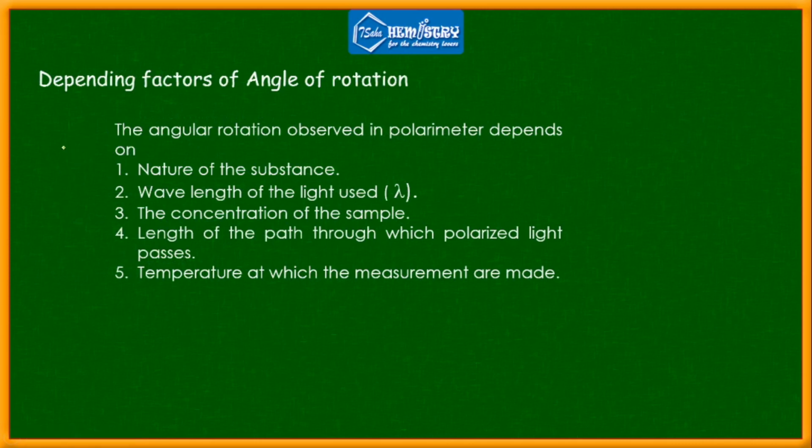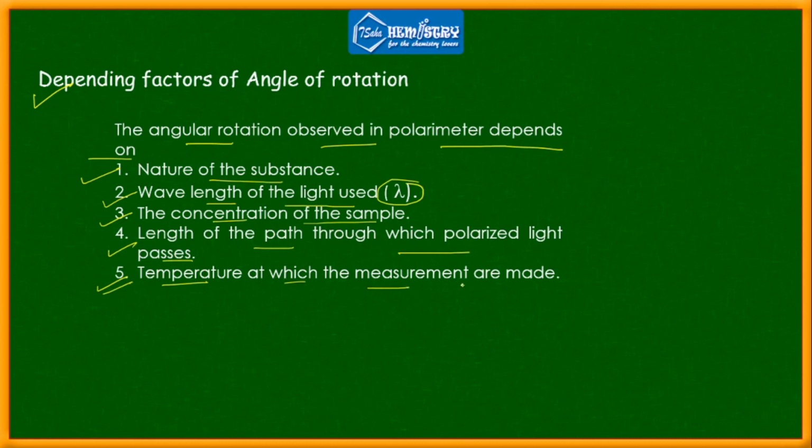Now, what are the factors on which the angle of rotation depends? There are so many factors. The angular rotation observed in a polarimeter depends on: number 1, the nature of the substance; number 2, the wavelength of the light used, that is lambda; number 3, the concentration of the sample, whatever concentration you take for your experiment; number 4, the length of the path through which polarized light passes; and number 5, which is very important, the temperature at which the measurements are made.